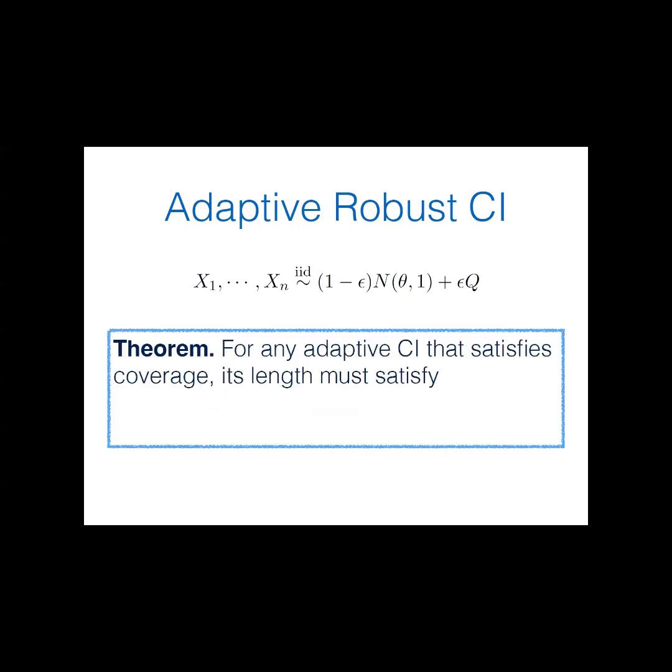Let's take a look at this result. We show that, at least in the Gaussian case, any adaptive confidence interval that satisfies the coverage condition must have length lower bounded by a function that contains two terms: 1 over root log n and 1 over root log 1 over epsilon. I really want you to compare this rate to the previous non-adaptive rate, 1 over root n plus epsilon, that can simply be achieved by the median construction.